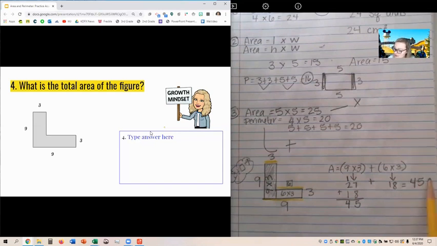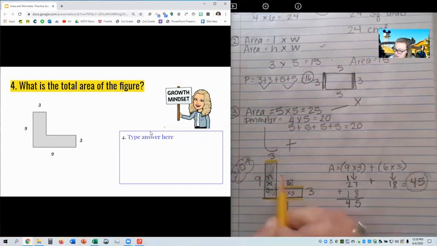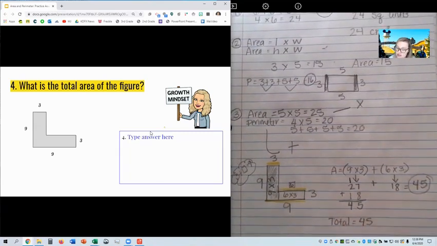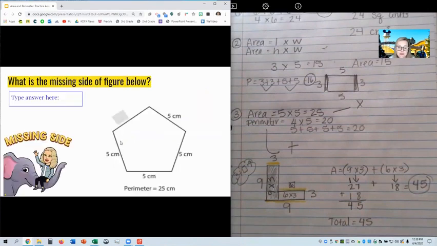All right, so we have 45 right here. So the total area would be 45. So I would click on the blue box and type my answer, 45.